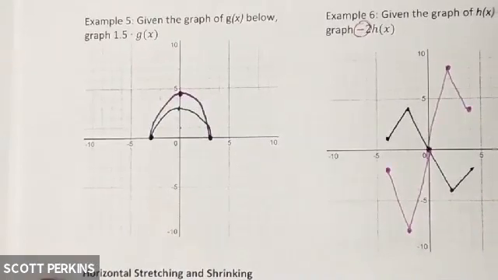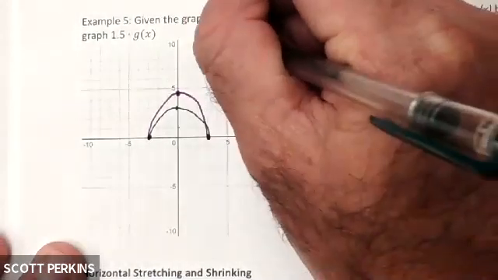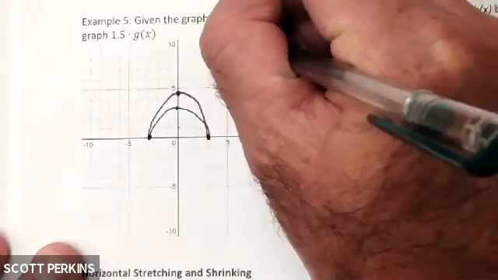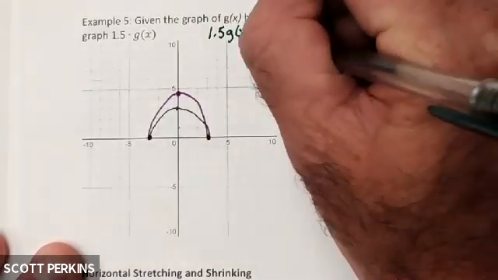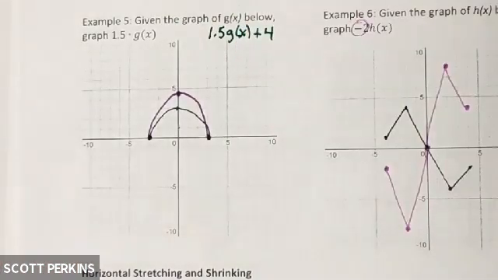All right, one more, and then we'll go to the other half of today's bit. So let's go to example 5. And for example 5, I would like you to do what 1.5 times g of x plus 4 would look like.